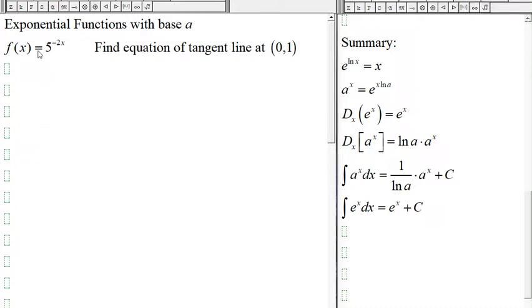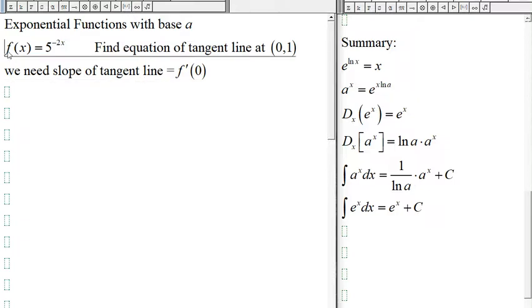Here we have the function 5 to the negative 2x, and we want to find the tangent line at the point (0, 1). And so we need to find the slope of the tangent line. And that's going to be the derivative evaluated at 0. And so first, let's get the derivative.